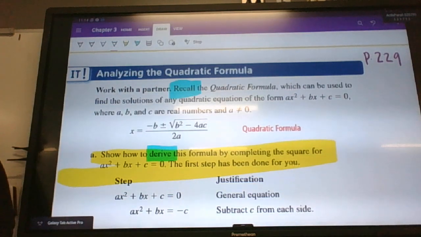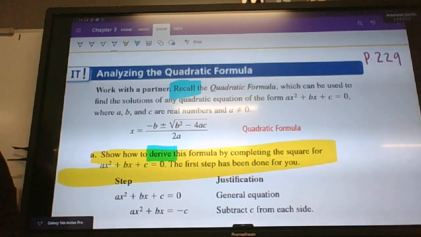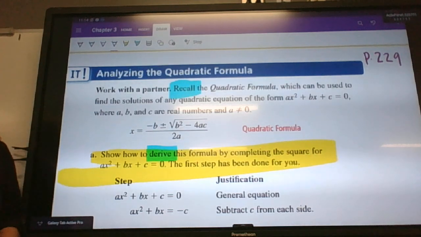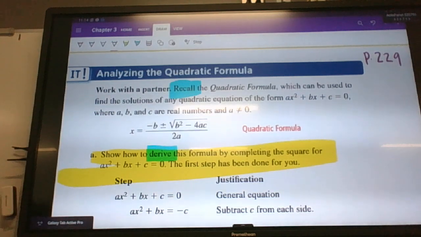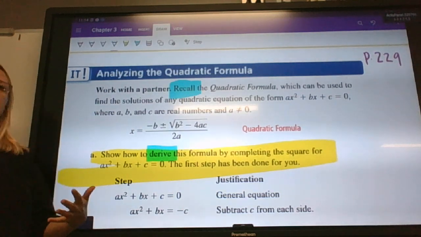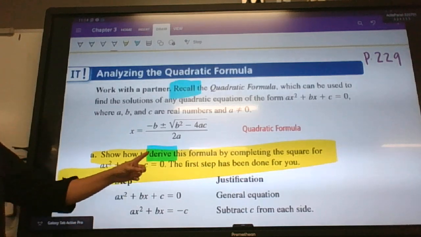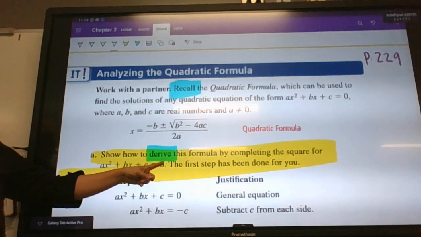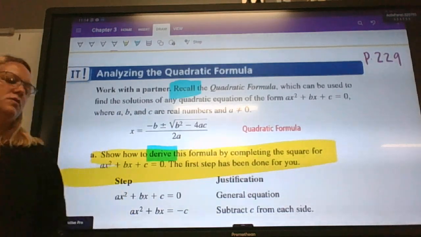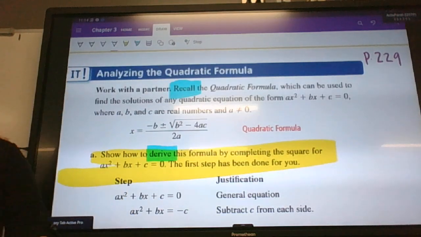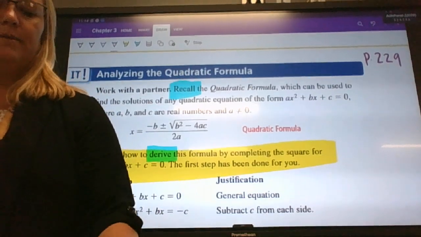Now, I don't think any of you have ever figured out where it came from. So part of your Algebra 2 curriculum is to figure out how the quadratic formula was created. It says, show how to derive this formula. So where did it come from? It came from completing the square. So I have a really big challenge for you guys. It is a part of your curriculum.